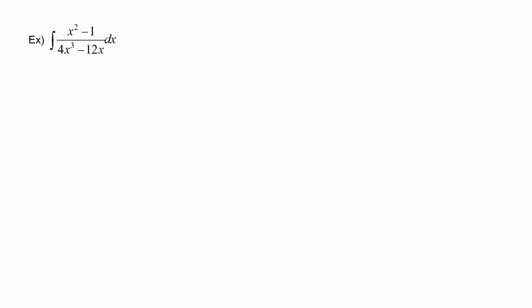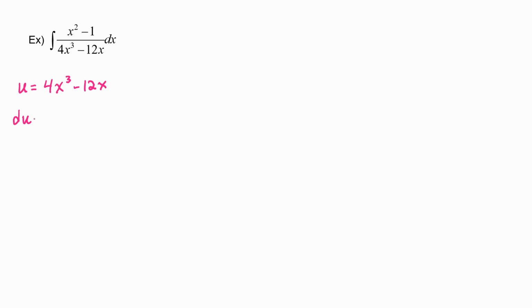In this example, we have to integrate the quantity x squared minus 1 over the quantity 4x cubed minus 12x dx. We see that the degree of the denominator is 3 and the degree of the numerator is 2, so it certainly looks like we could have the numerator be the derivative of the denominator. So let's work on that and let u equal 4x cubed minus 12x.